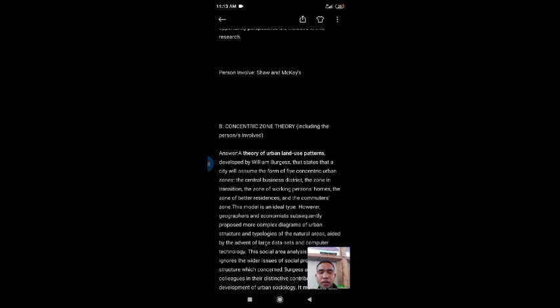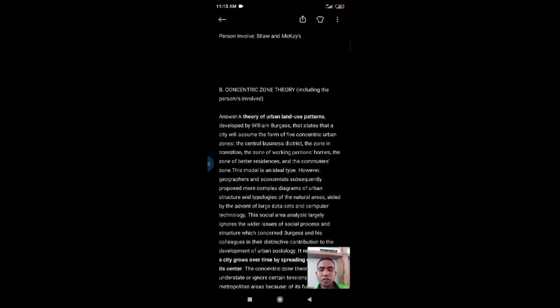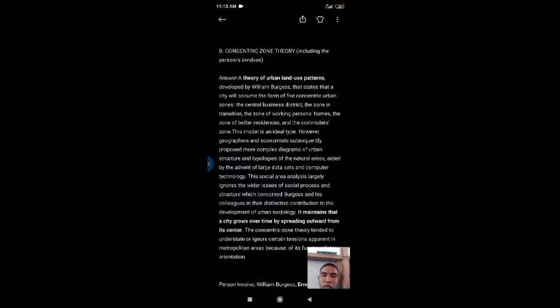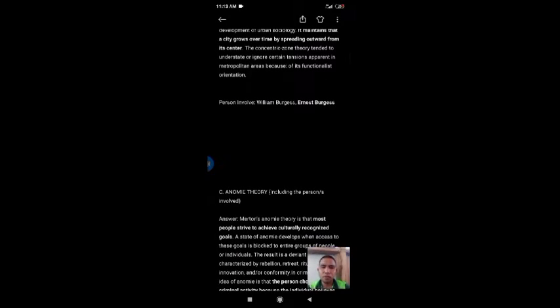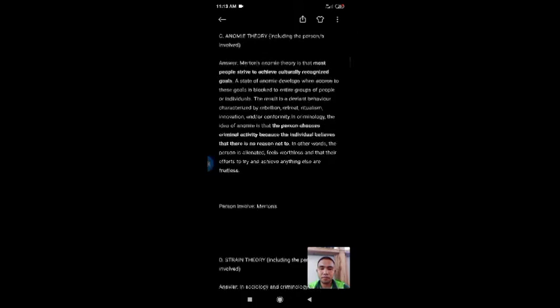However, geographers and economists subsequently proposed more complex diagrams of urban structures and typologies of the natural areas, aided by the advent of large data sets and computer technology. This social area analysis largely ignores the wider issues of social process and structure which concerned Burgess and his colleagues in their distinctive contribution to the development of urban sociology. The person involved is Ernest Burgess.